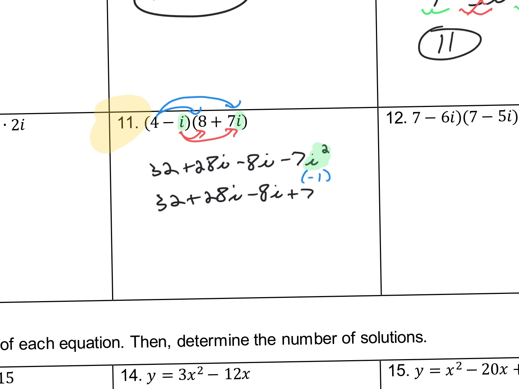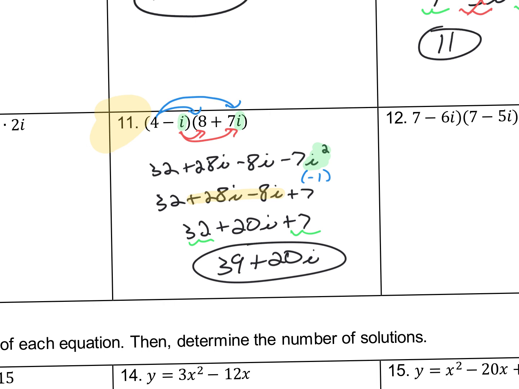Well, now we also have some like terms that we need to be aware of. That's the plus 28i minus 8i. When we put those together, we have 32 plus 20i. Then we have this plus 7. Well, now we have the 32 plus 7. Well, that's just 39. So our answer is 39 plus 20i. All right, and that is a review of what it looks like to use operations with the imaginary numbers.